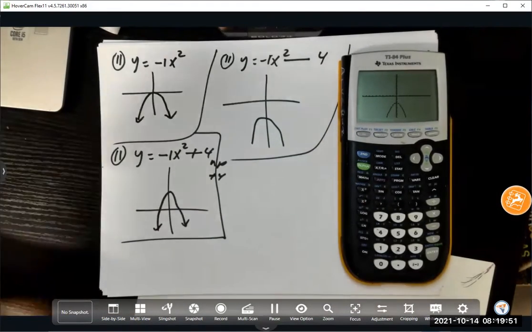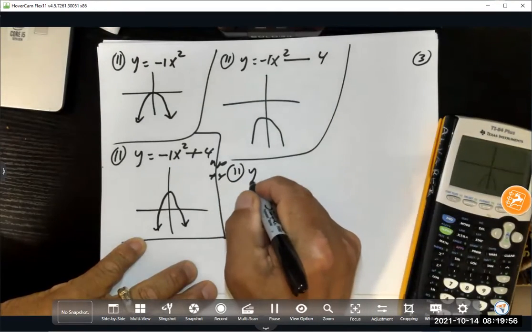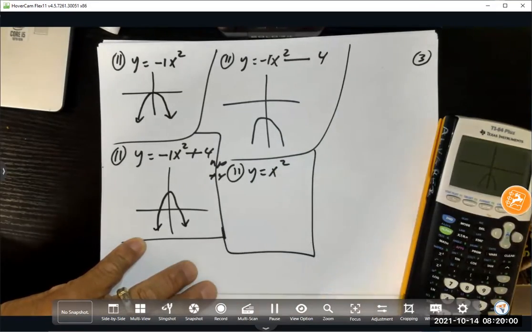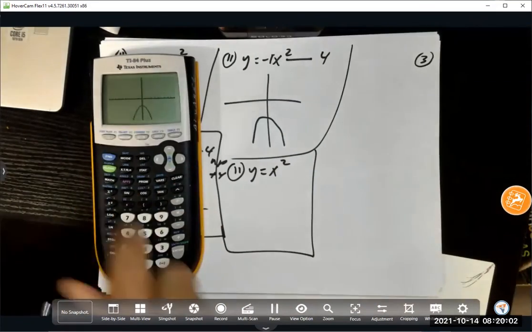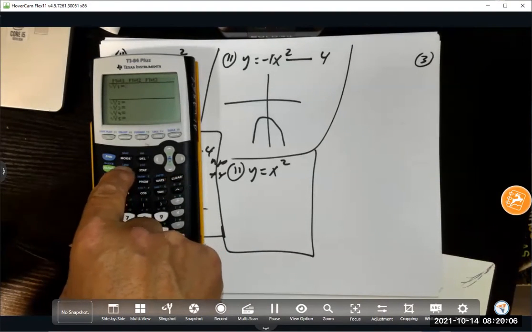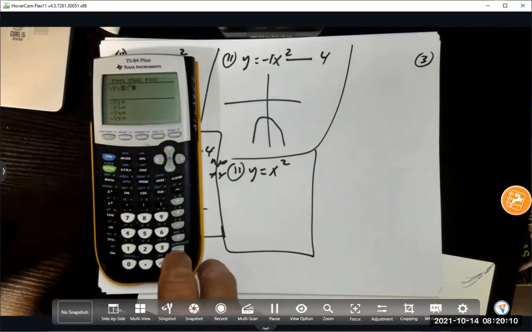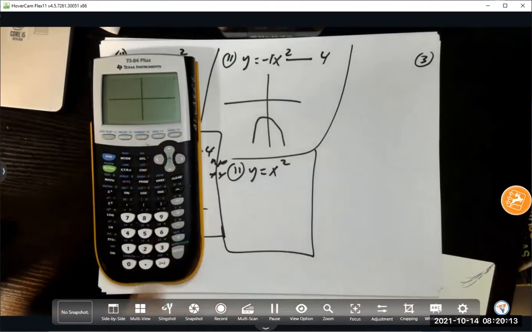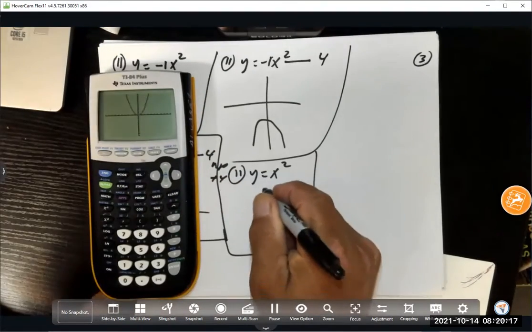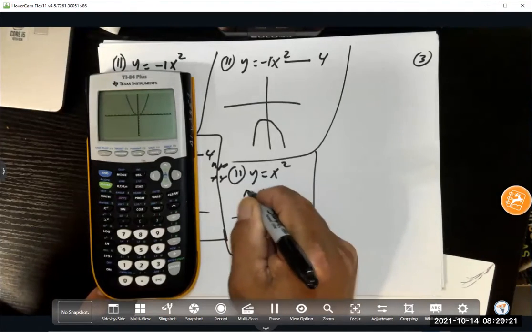Yes. All right, now I'm gonna go back to the one we did earlier, y equals x squared, the original problem. Okay, let's do that one right there first. Y equals x squared. Clear it. X squared, enter it, hit graph. It's just the regular one, the one that goes like this. Okay, does that make sense?